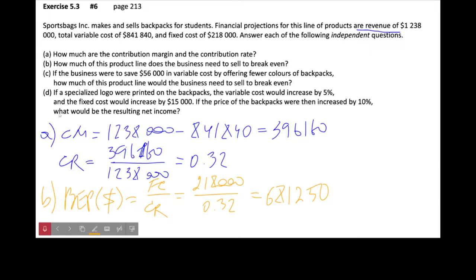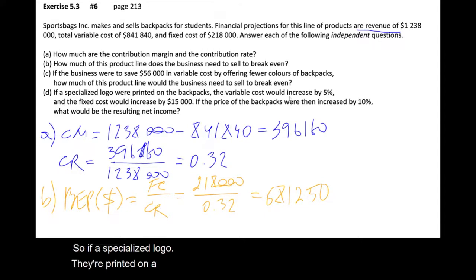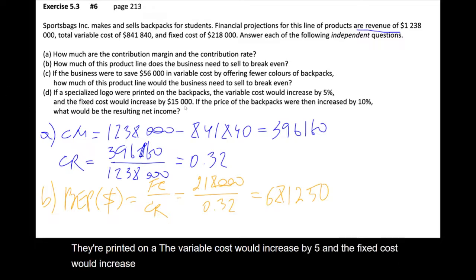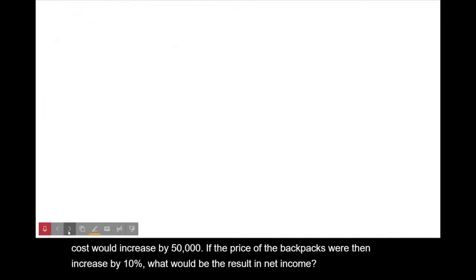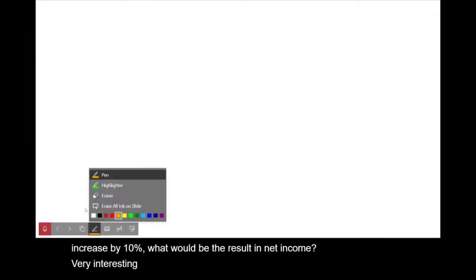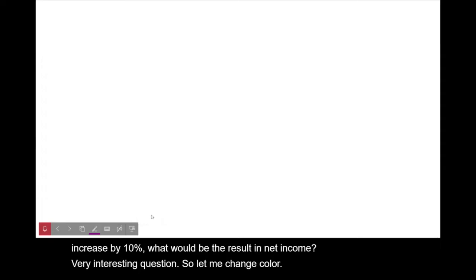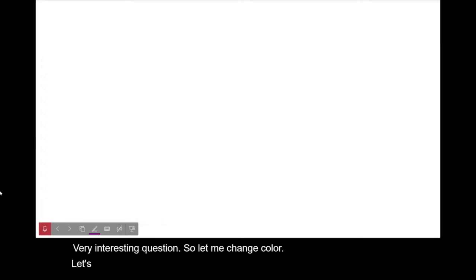Okay, so if a specialized logo were printed on the backpacks, the variable cost would increase by 5% and the fixed cost would increase by 15,000. If the price of the backpacks were then increased by 10%, what would be the resulting net income? Very interesting question. So let me change color. Let's say this one. So D.